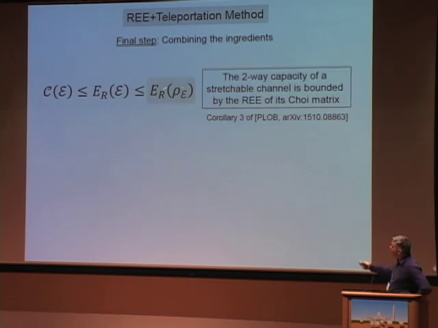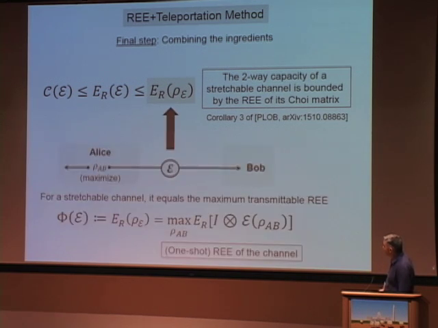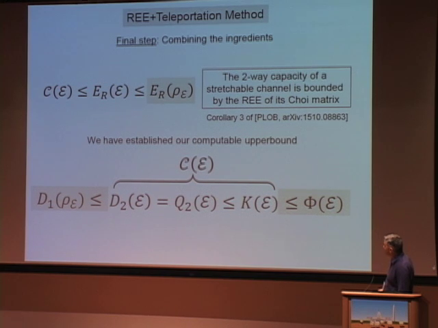So what we get at the end is that upper bound. The two-way capacity of a stretchable channel is bounded by the relative entropy of entanglement of its Choi matrix. And we can compute that now. We have other considerations that I'm going to skip. So what we get at the end is like this: the two-way capacity's lower bound and upper bound. I call that quantity the entanglement flux of the channel, but basically that's exactly that quantity there.